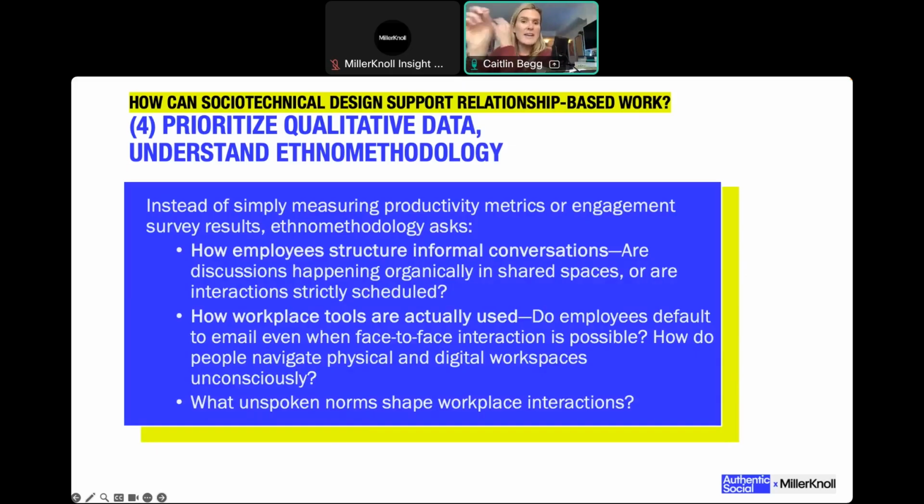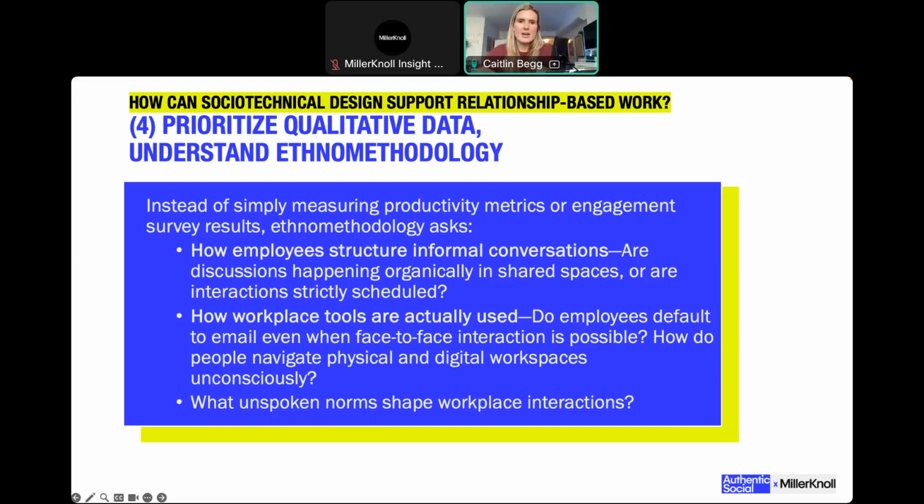How do people navigate physical and digital workplaces unconsciously? And what can we do to make those experiences better? Because there are parts about the digital workplace that are more efficient, that are more enjoyable for people. How can we make both of those work? And also, what unspoken norms shape workplace interactions? Are people feeling like they have to act a certain way, or how do things work positively? How can we keep track of all this?